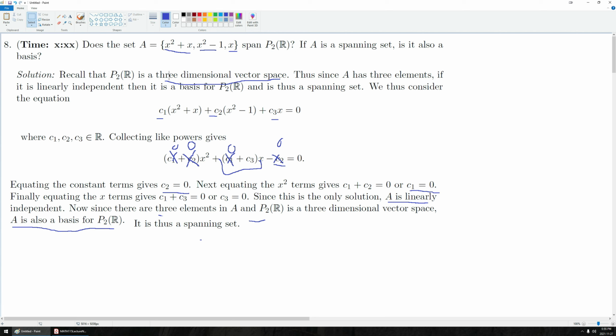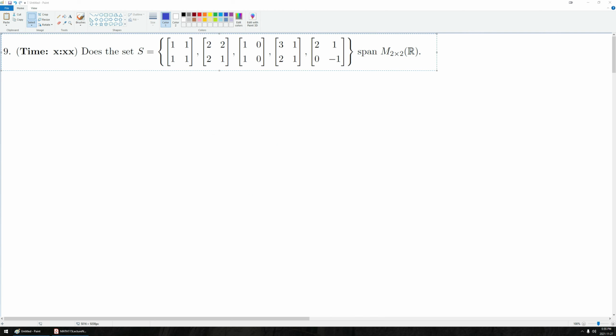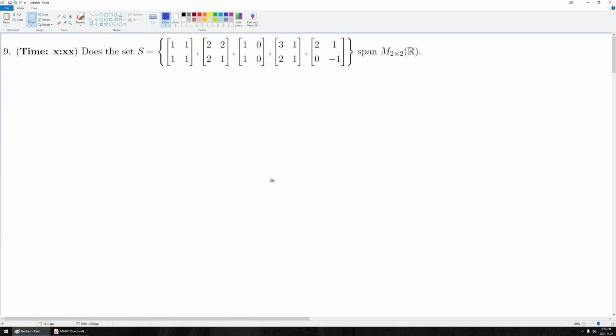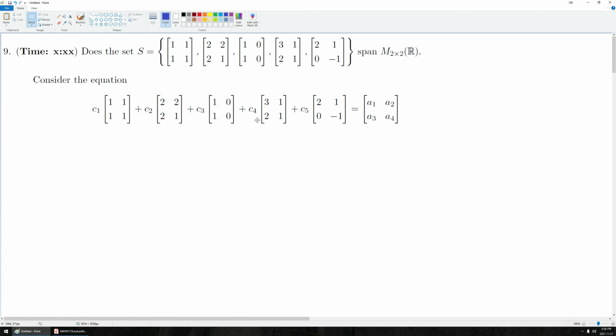It can, again, make things a lot easier on the final. Okay, now on to the last question for this tutorial. So does this set span the set of all 2x2 matrices of real numbers? Well, if this thing spans the set, then any 2x2 matrix can be written as a linear combination of these.